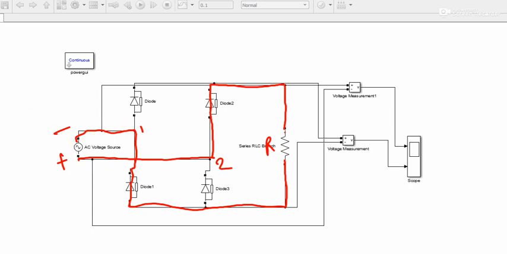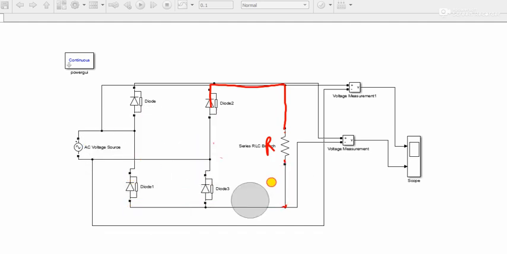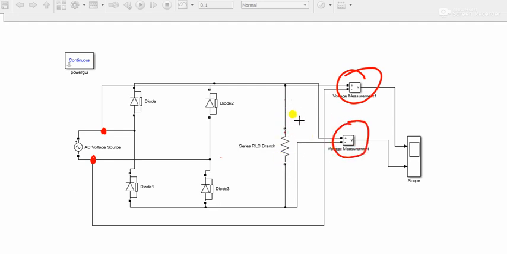Now, what we have done for this arrangement is that we want to see the input waveform. So we have made a voltage measurement over here for the input side. You can see on the input side we have a voltage measurement, and we also want to check the voltage measurement of the load. So we have taken another voltage measurement from the load side. Very simple things. We put both voltage measurements, the first port for the input side and the second port for the output side.